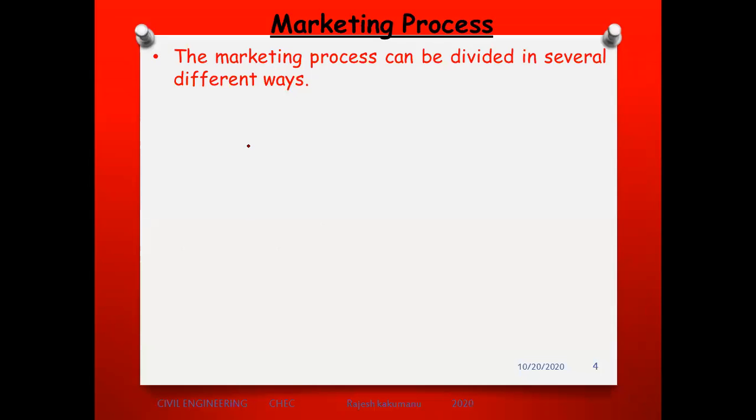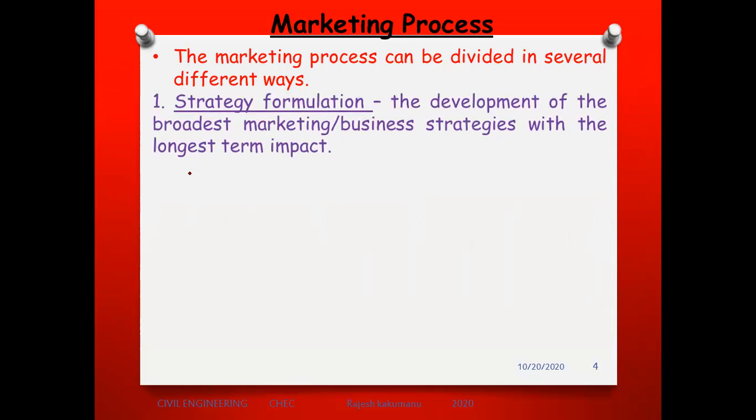Next, the marketing process can be divided into various phases. నెక్స్ట్ కమింగ్ మార్కెటింగ్ ప్రాసెస్ అనేది ఎలా జరుగుతుంది? సో ద మార్కెటింగ్ ప్రాసెస్ ఈజ్ లైక్ దిస్. ఎలా జరుగుతుంది మార్కెటింగ్ స్ట్రాటజీ? ఫస్ట్ వన్ ఈజ్ స్ట్రాటజీ ఫార్ములేషన్. ఒక బిజినెస్ పెట్టాలనుకున్నప్పుడు, ఒక మార్కెటింగ్ చేయాలనుకున్నప్పుడు ఫస్ట్ యూ హ్యావ్ టు మెయింటైన్ స్ట్రాటజీ, రైట్?